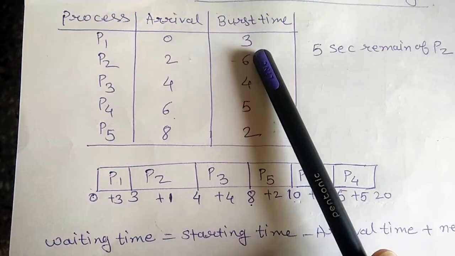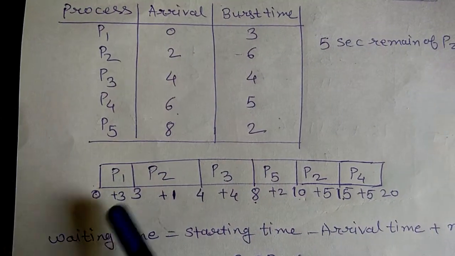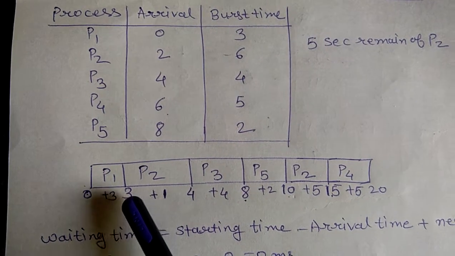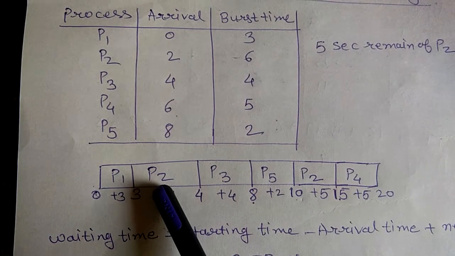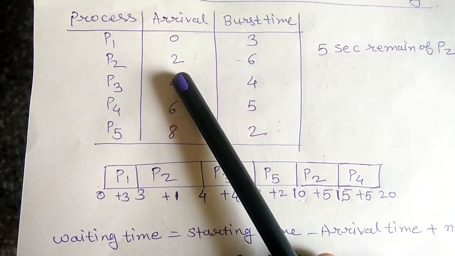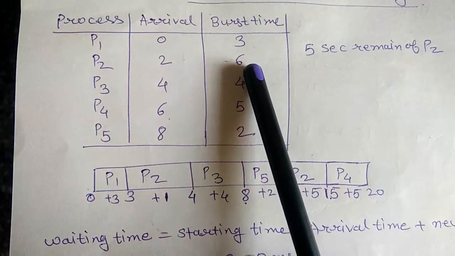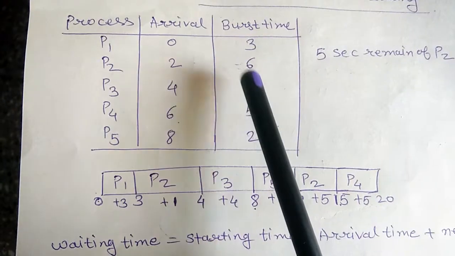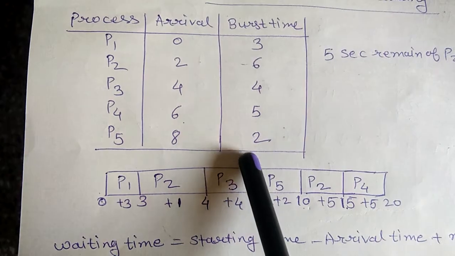But the burst time of process P1 is how much? It is 3 seconds. So let us add that 3 seconds to 0. So 0 plus 3 is 3. So at the third second, process P2 starts, because the arrival time of process P2 is 2 seconds, though the burst time is quite larger as compared to the rest of the 4 processes.